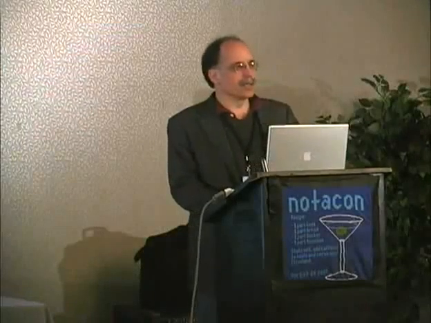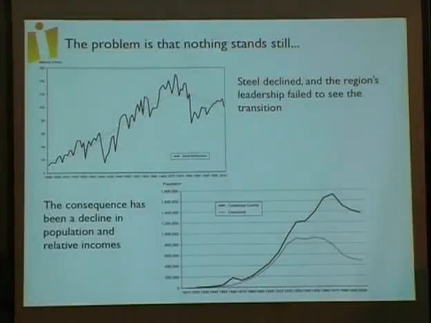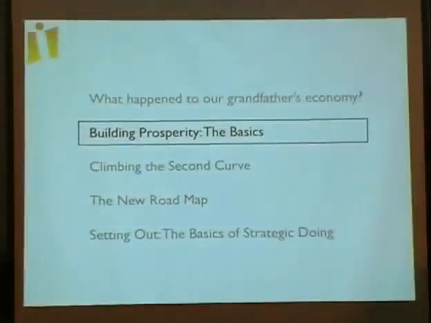This is obviously just a few blocks from here, and you can see what happened. Well, in 1965 to 68, the steel industry started to peak, and everything started going downhill from there. This is steel industry declining and population declining. So what do we do?